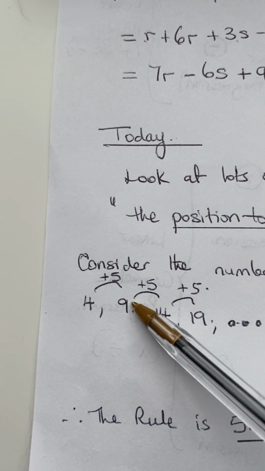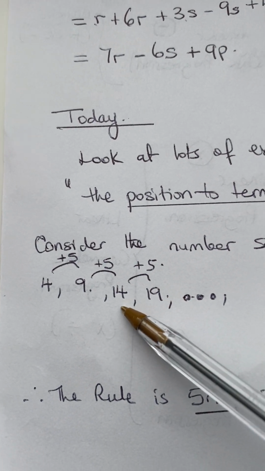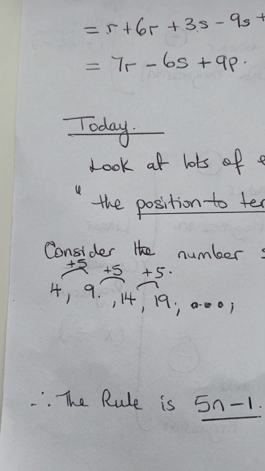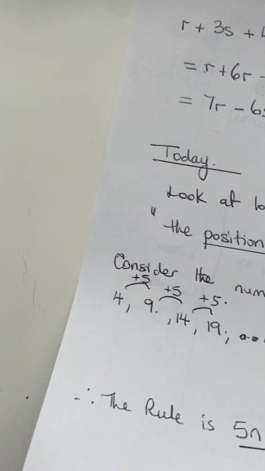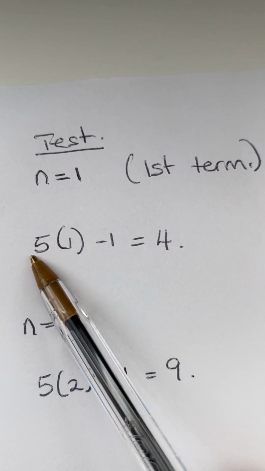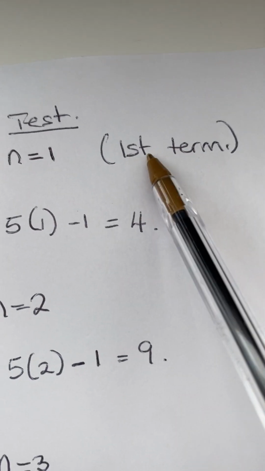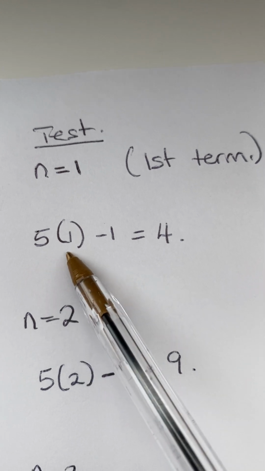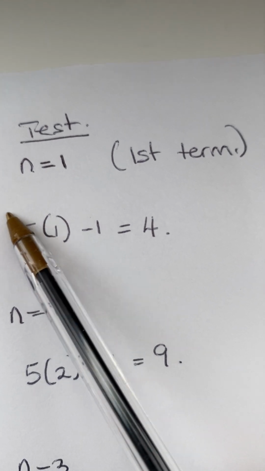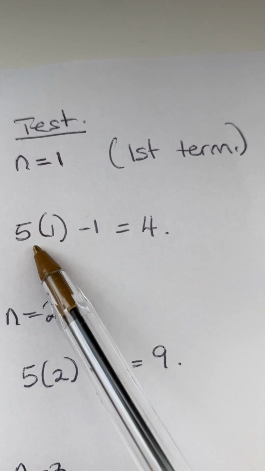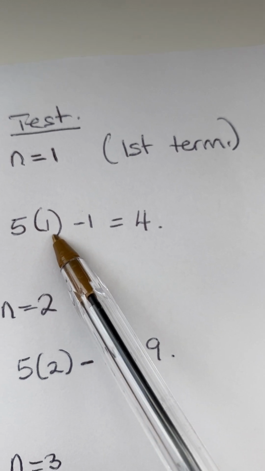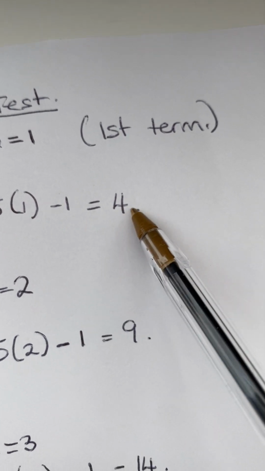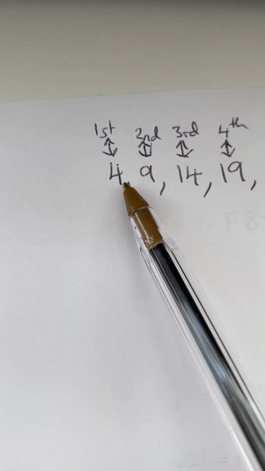And if we apply it to all the numbers, it should hold. So let's have a look and see. If n is 1, 5 times 1, because there's an increment of 5. 5 times 1 is 5, minus 1 is 4. So that will be the 4 here.